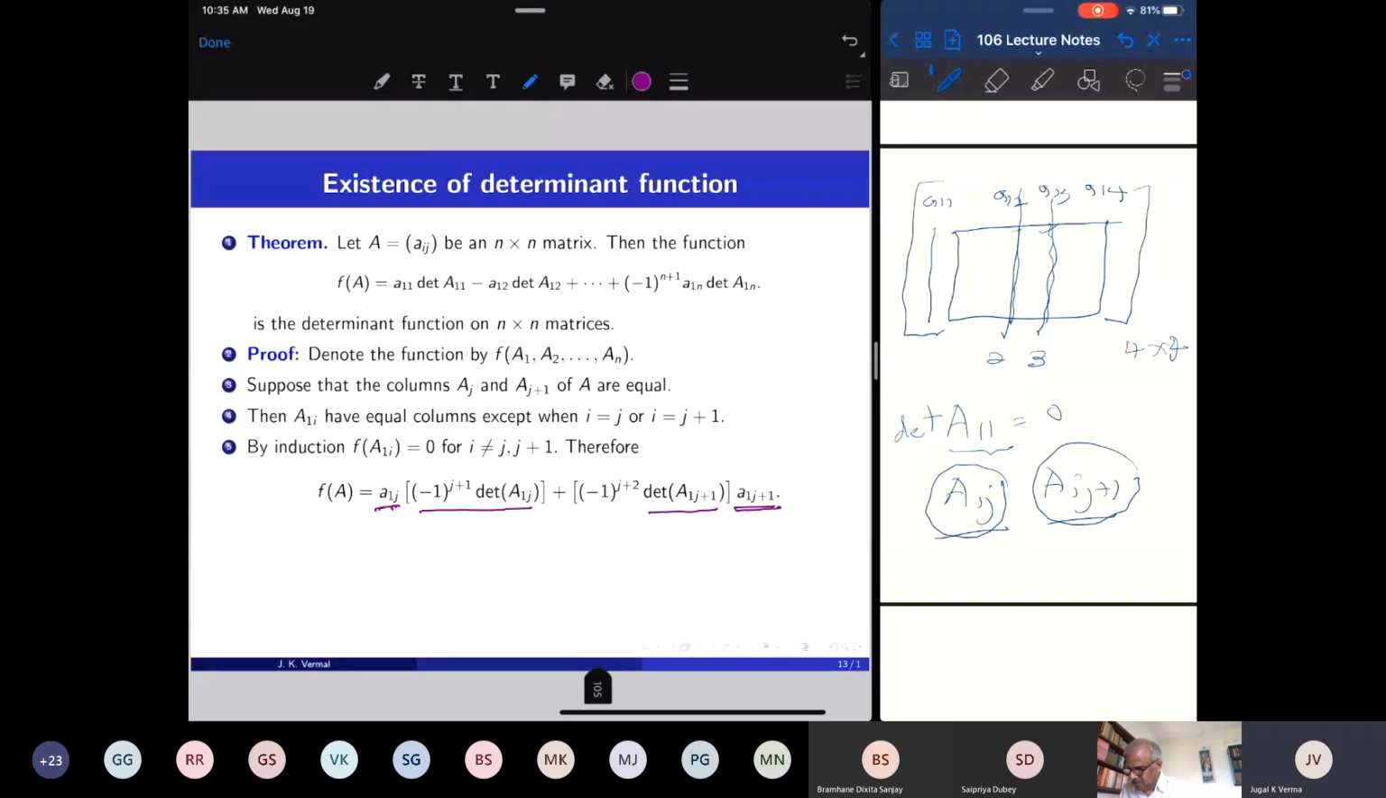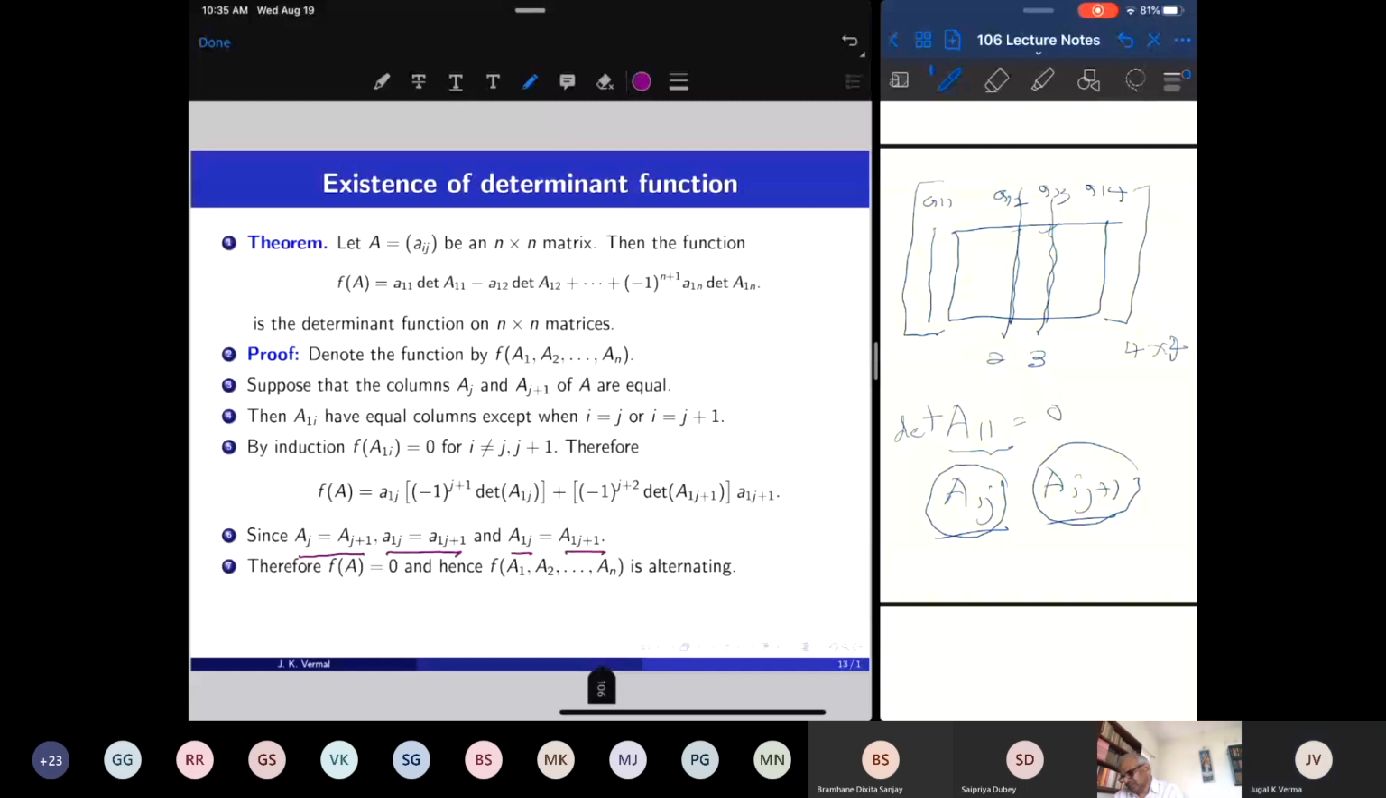So a1j is equal to a1,j plus 1. And also A1j and A1,j plus 1 are identical matrices, because when I remove the jth column or the j plus first column, I am left with the same matrix. So these two terms just differ by a negative sign, and therefore f of A is 0, and therefore f of A1, A2, ..., An is alternating. Is that clear?